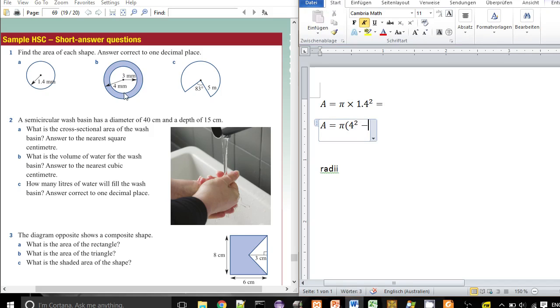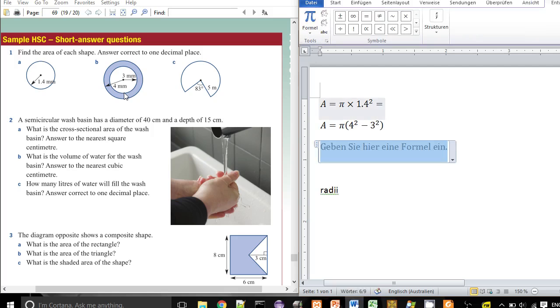4 squared minus 3 squared. Okay, that's it. That's for B. And for the last one, this one is a little bit trickier. I'm still going to do the same thing, pi r squared. But it's not a full circle, it's most of a circle. But we need to figure out what's 360 take away 83. So you can write that somewhere separate.